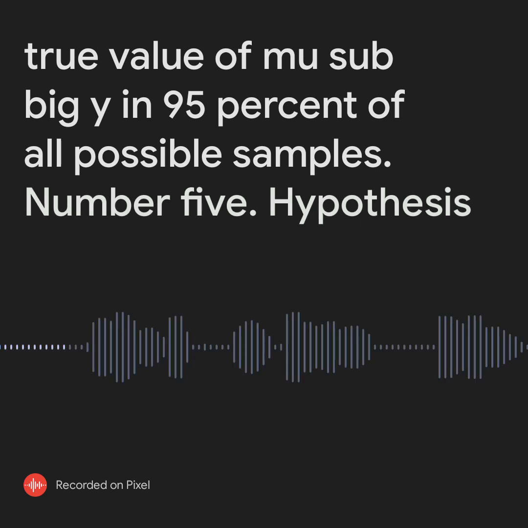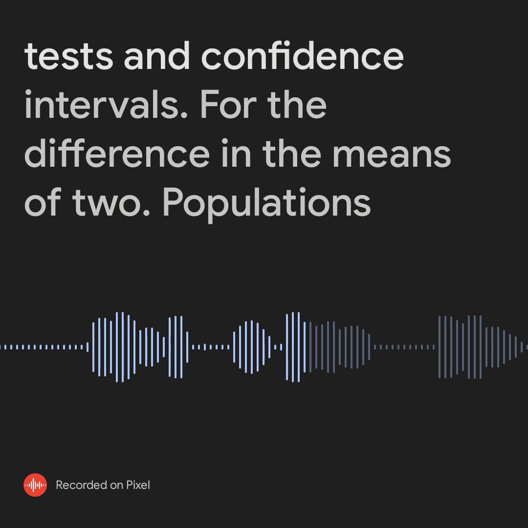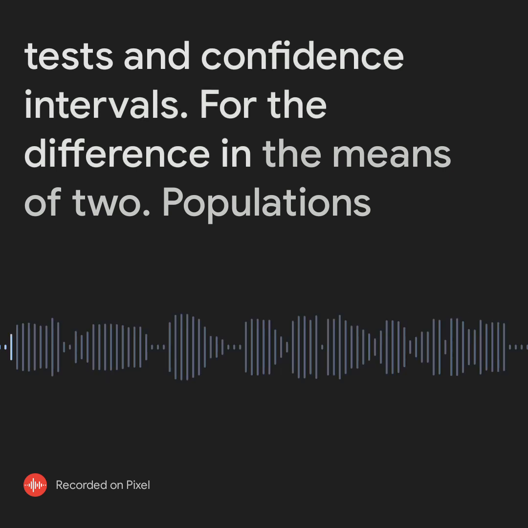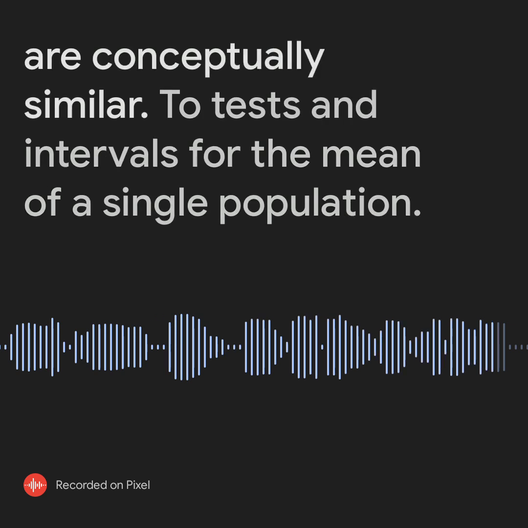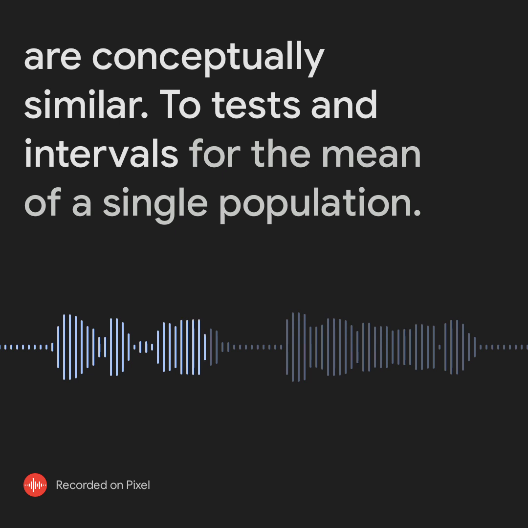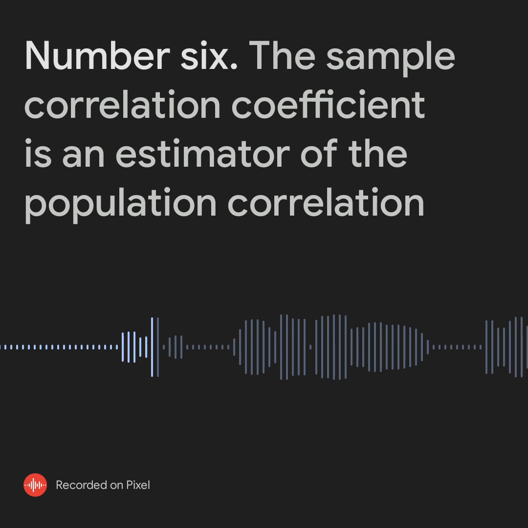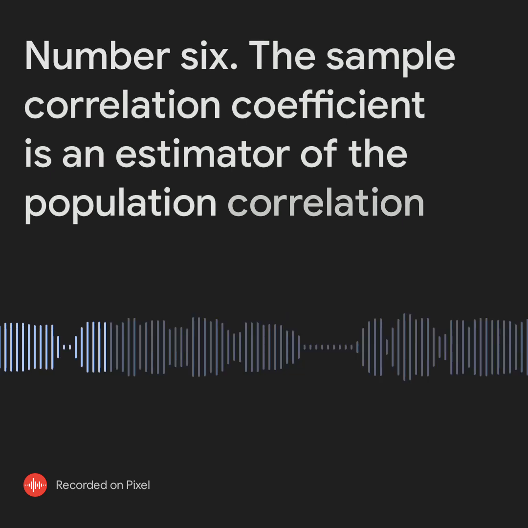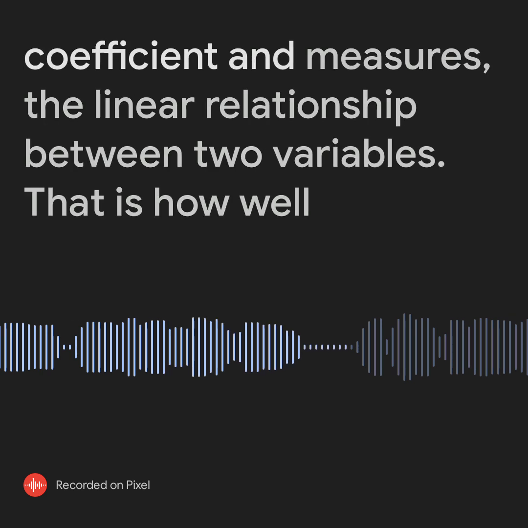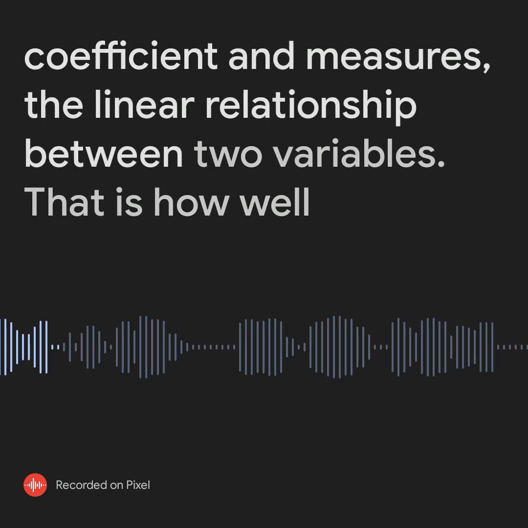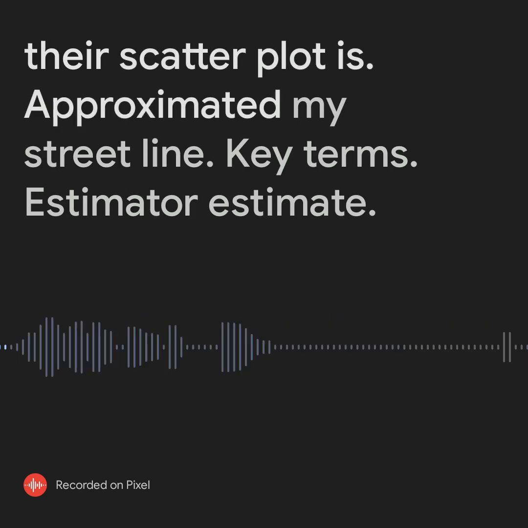Number 5. Hypothesis tests and confidence intervals for the difference in the means of two populations are conceptually similar to tests and intervals for the mean of a single population. Number 6. The sample correlation coefficient is an estimator of the population correlation coefficient and measures the linear relationship between two variables, that is, how well their scatter plot is approximated by a straight line.